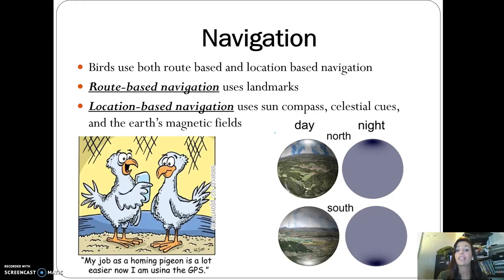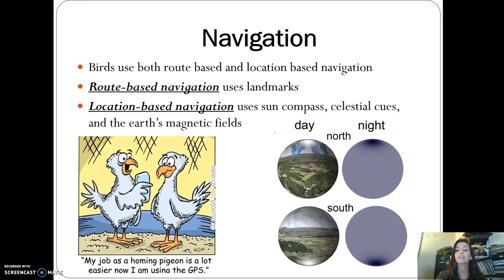And in terms of navigation, it's kind of crazy how they can go to the exact same place every single year and know exactly how to get there. So they use both route-based and location-based navigation. Route-based is just as you would expect. They use landmarks. They're used to passing certain things, and that's what they use to navigate.